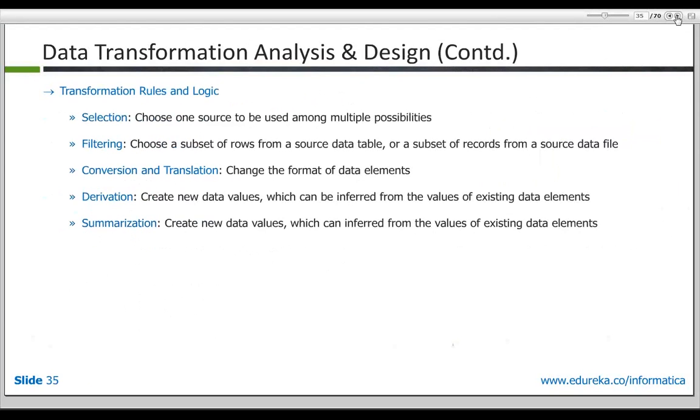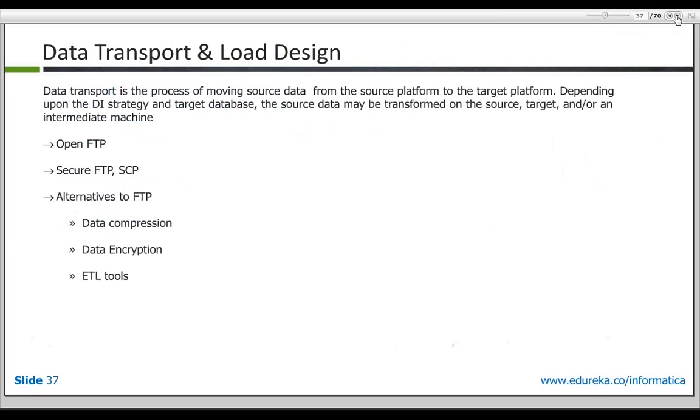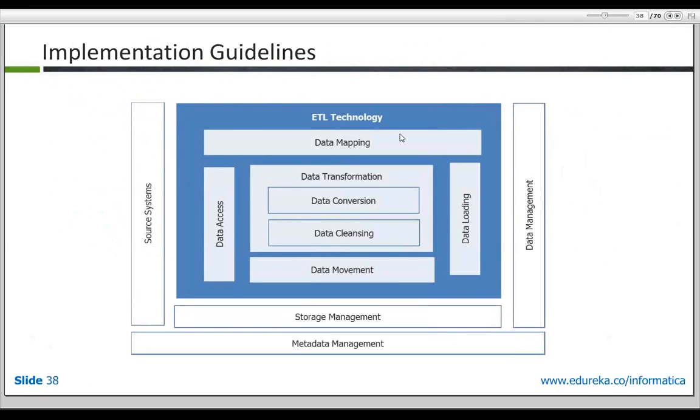Again, nothing to explain here as such. We know what selection is. Filtering is how to filter the data. Conversion is changing the formats of the data elements, could be date formats or data type conversions. Derivations, creating new values using multiple incoming values or by hard coding or by using some formulas. Summarization, creating new data values by applying summarized or aggregate formulas. So this is all we would be doing.